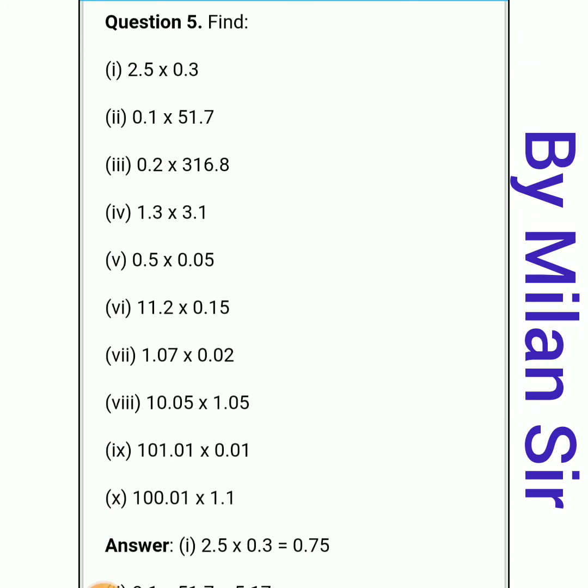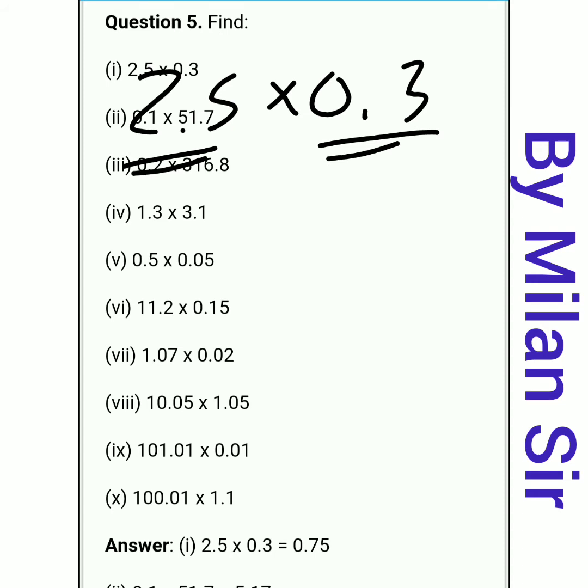Then question number 5. Here we need to find the multiplication of two decimal numbers. Our first one is 2.5 multiply 0.3. First of all, we need to ignore the decimal point. So 25 multiply 3 is 75.